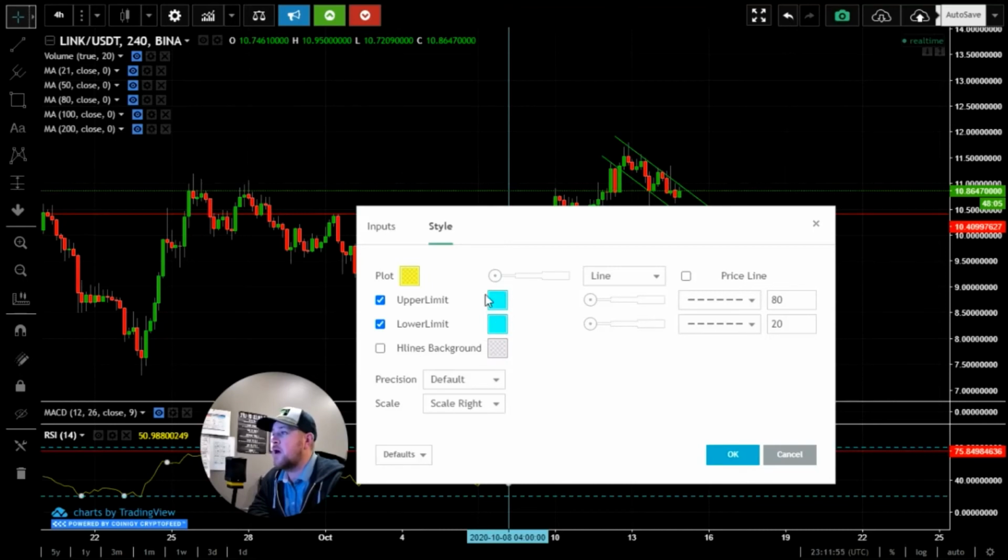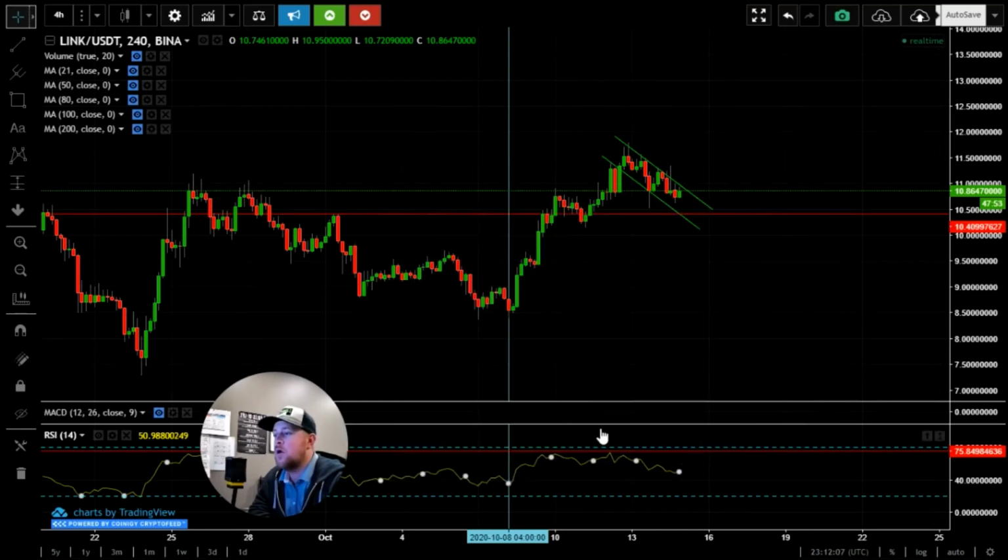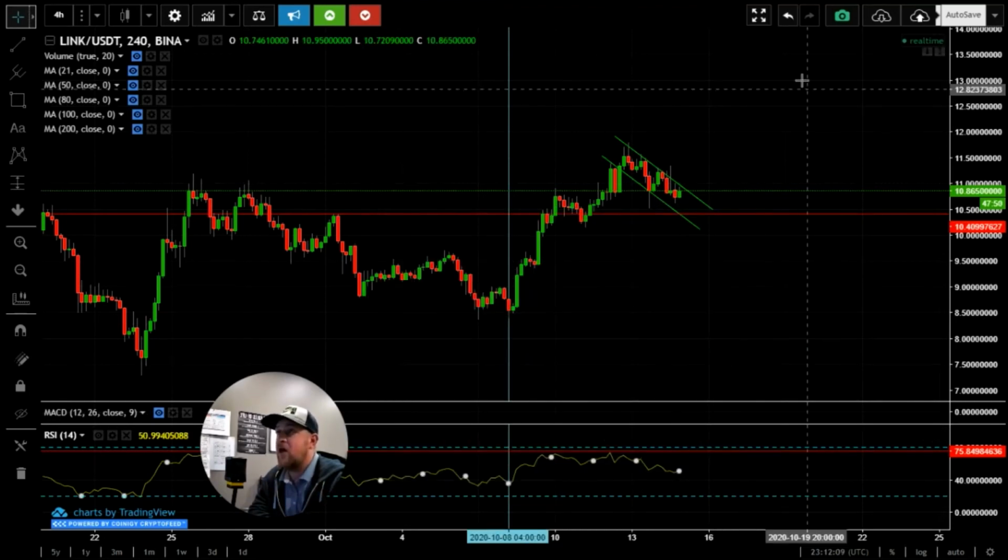You can have a background. You can make it whatever color you want. Your plot line and how thick you want your line. And over here is where you can do your settings on your RSI. I got it 80/20. You can set it to whatever you want. So that's basically that on the chart.